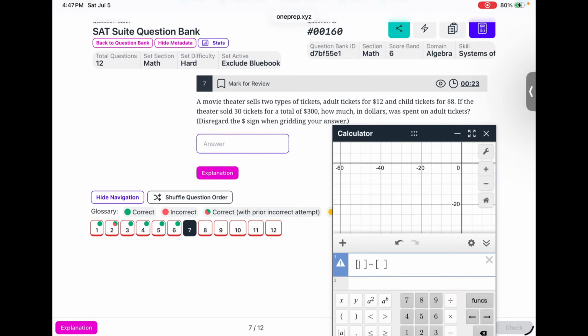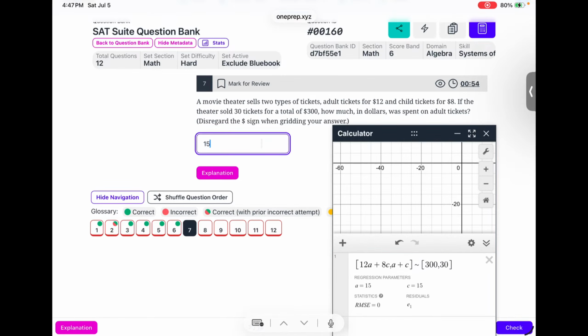So let's make an equation. 12A for adult tickets plus 8C is equal to, wait, no, 300. And then A plus C is equal to 30. So then adult tickets is 15.